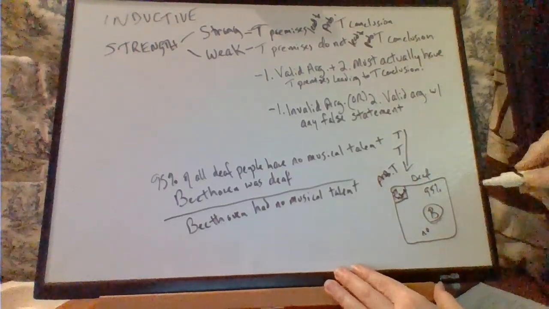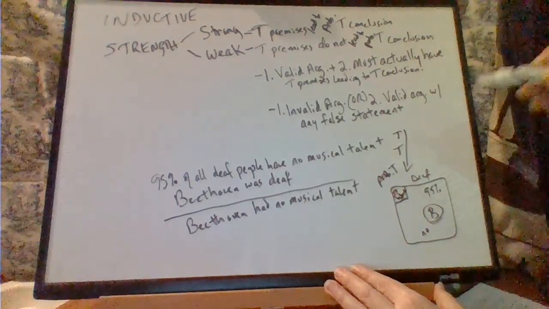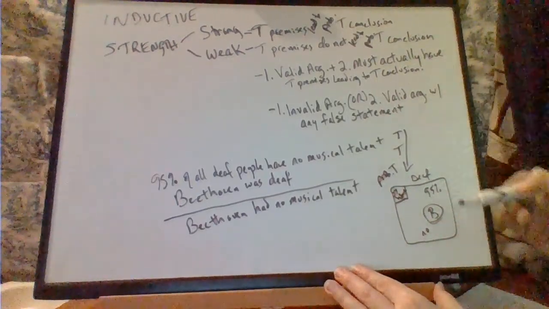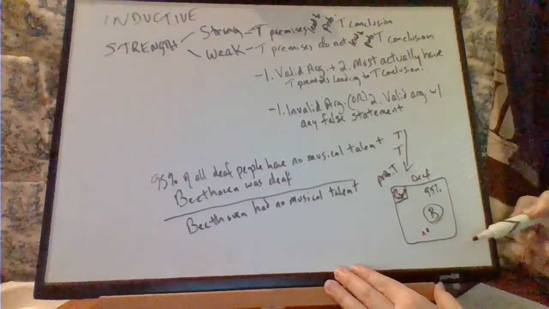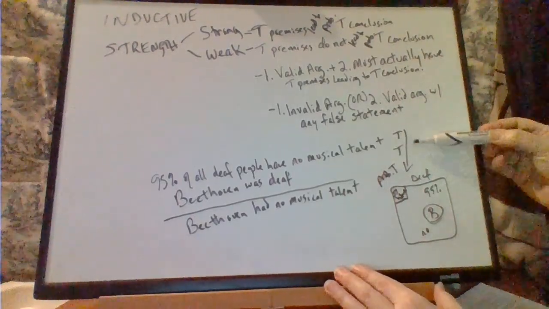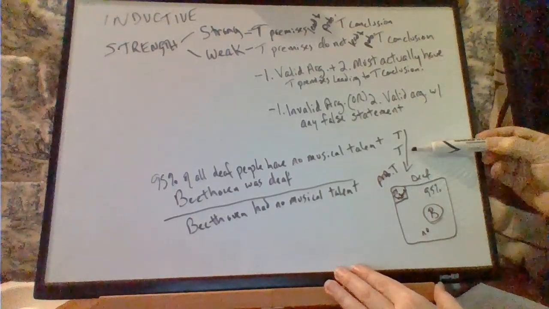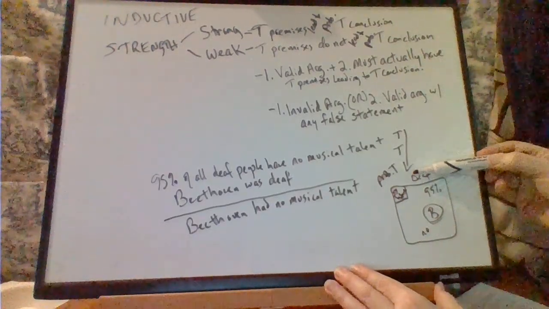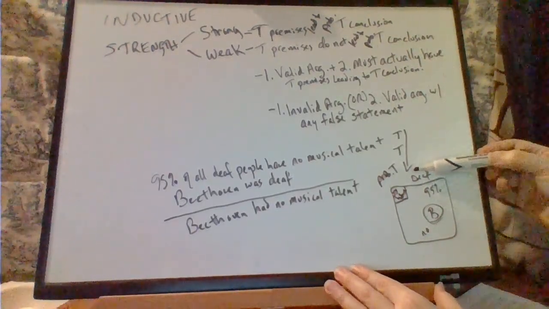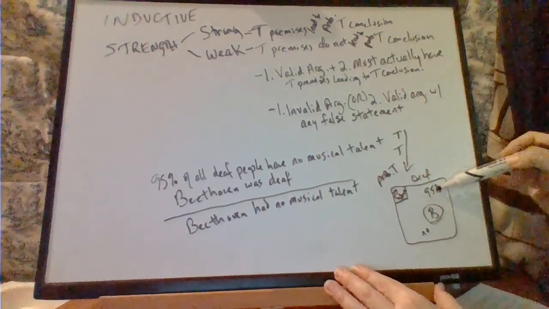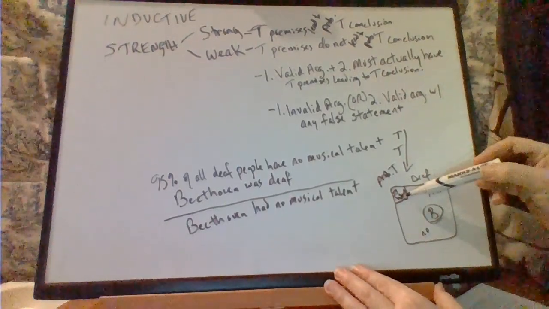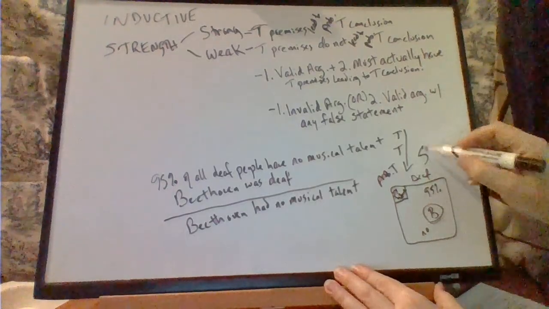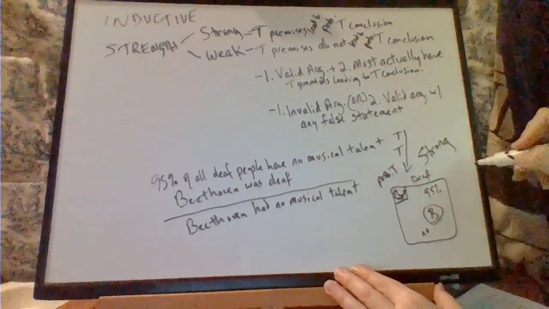Okay? So based upon just the structure or the form of the argument, if the premises are true, and again, we have to assume that they are, they will lead us to a likely true conclusion. There's a much greater likelihood that he has no talent than that he does. And so we would call that a strong argument. Okay.